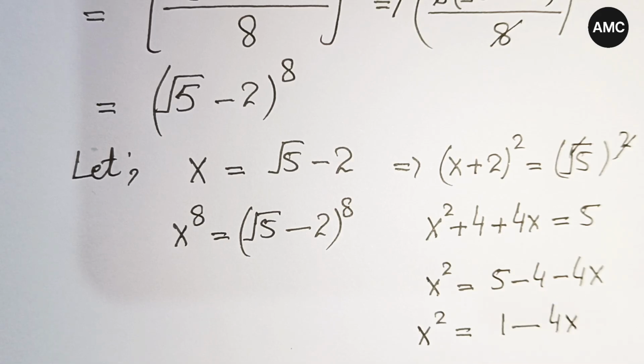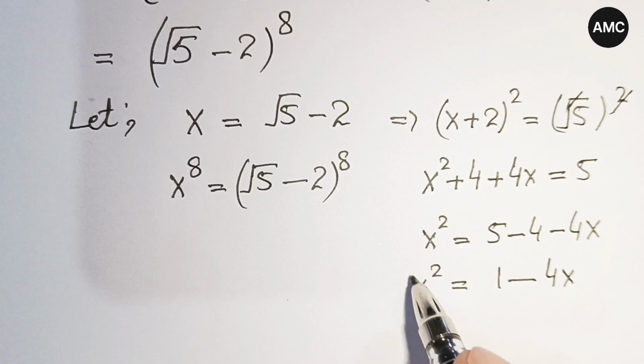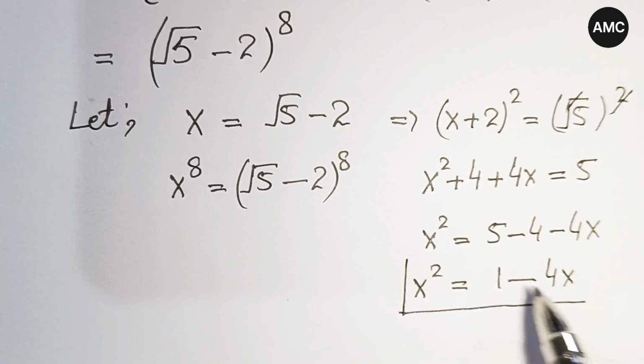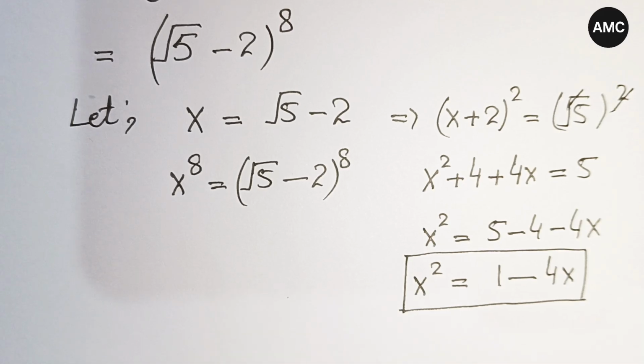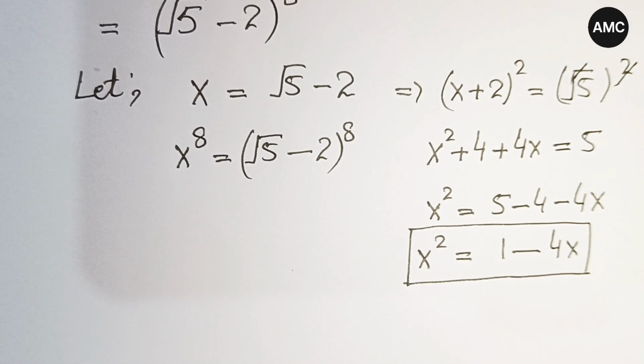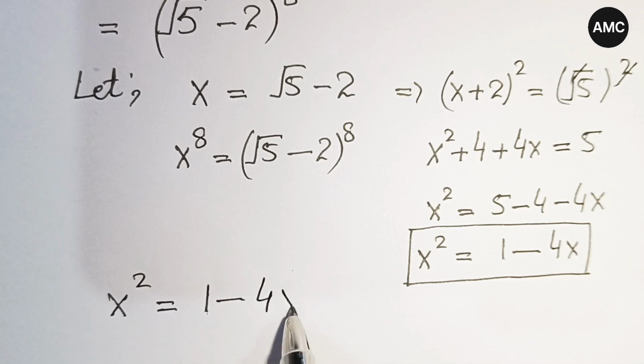It is a very important value here. So we have found the value of x squared. We will use this value after some steps here. So here x squared is equal to 1 minus 4x.